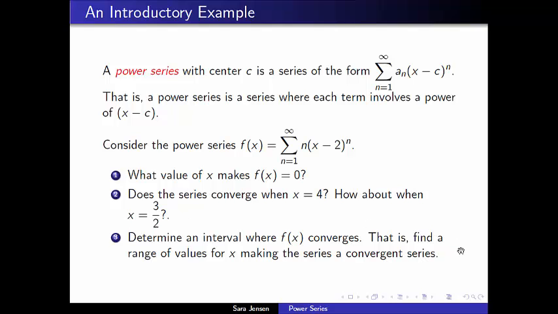And then last but not least, the real big question that we'll ask ourselves when we're working with power series is, can we find an interval of x values for which when we plug in those x values, we get a convergent series here? And it would make sense to talk about the value of this sum.